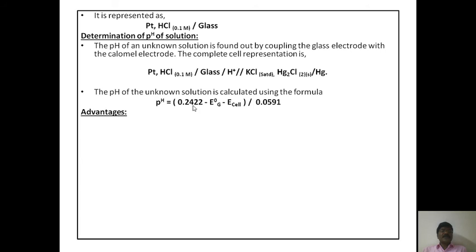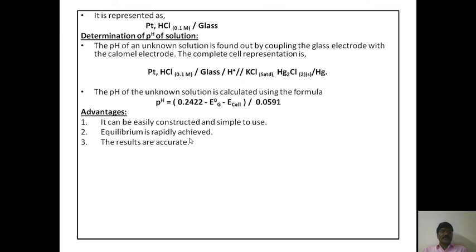What are the advantages of the glass electrode? It can be easily constructed and is simple to use. Equilibrium is rapidly achieved in this electrode. The results are accurate compared to standard hydrogen electrode and calomel electrode. It is not easily poisoned.